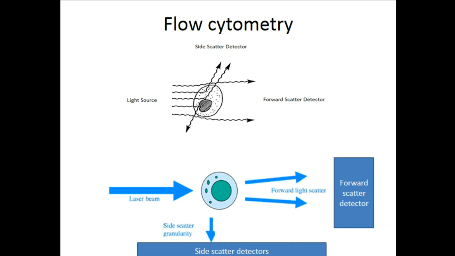Whereas side scatter involves the light or laser deflecting off the internal organelles of the cell. That'll be the nucleus, the mitochondria, the Golgi. So the side scatter gives us an indication of the internal complexity of the cell itself. So there are two points you must know before the practical. Forward scatter tells me the size of the cell, and side scatter tells me the internal complexity of the cell.